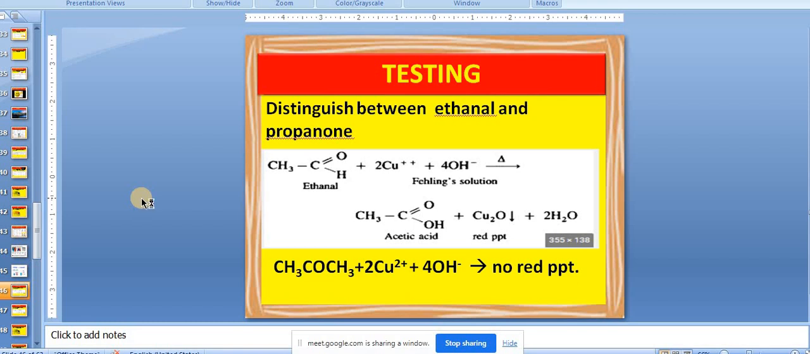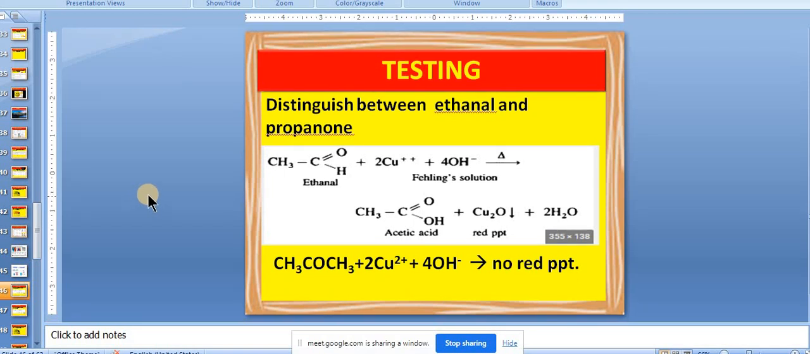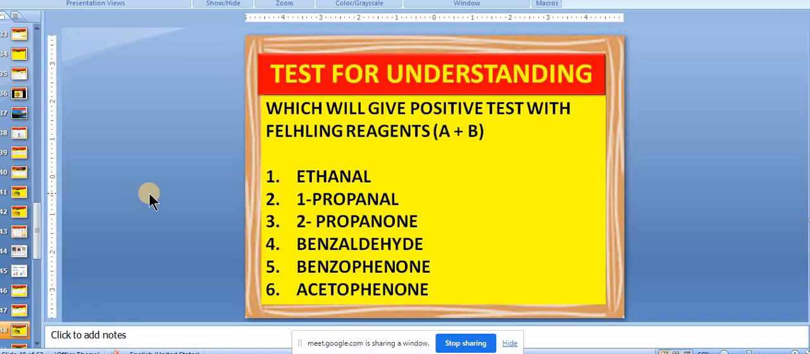Is it possible? What would be the answer? Not Iodoform. Iodoform we cannot use. Very good. Okay, Tollen's we can use, but Iodoform we cannot use. Okay, fine.